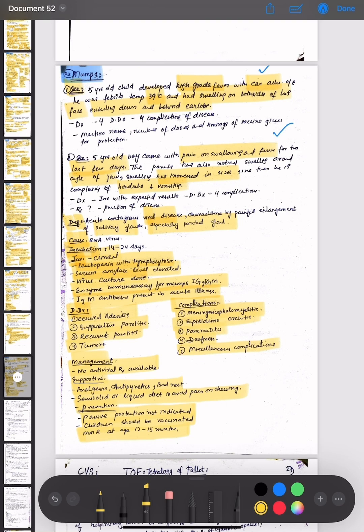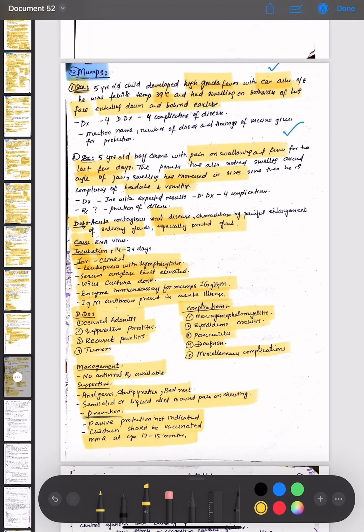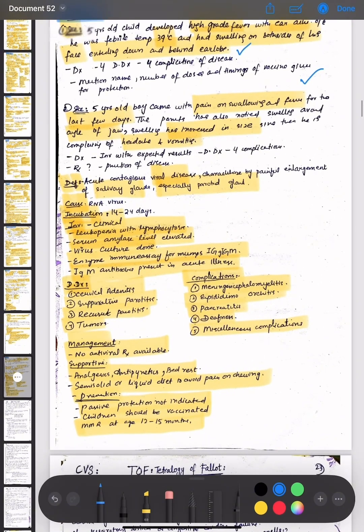Okay, so we have discussed the case of mumps, that we are having a scenario in which there is earache, high grade fever, and swelling in the neck. So we have the diagnostic of mumps. Then it is a contagious disease, viral disease, and it is characterized by painful enlargement of salivary glands, and the cause is RNA virus, and the incubation is 14 to 24 days.